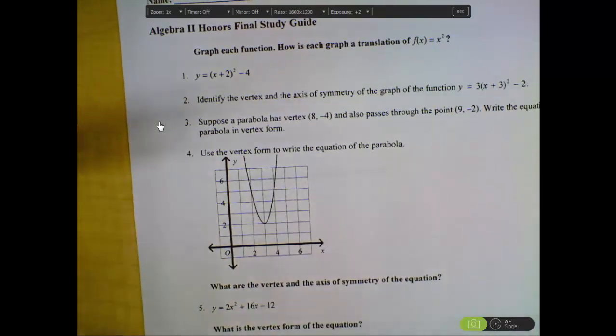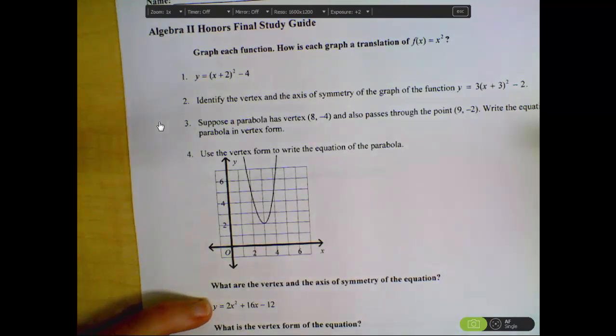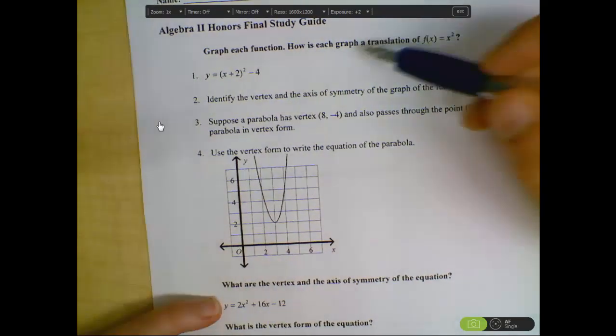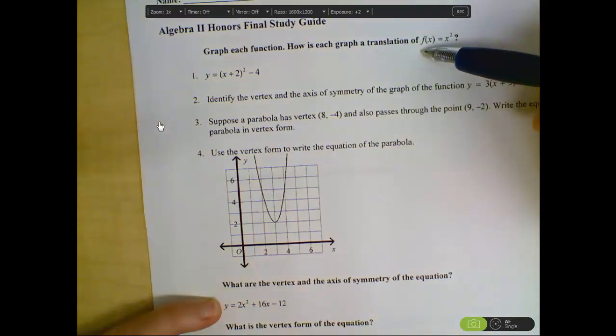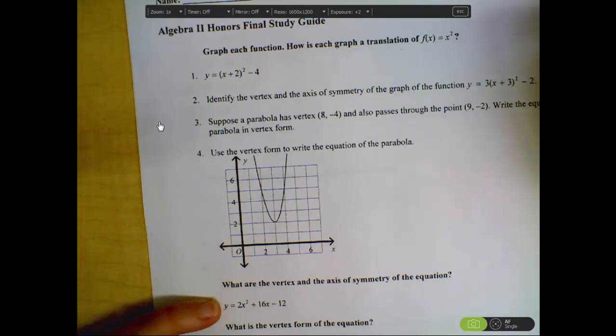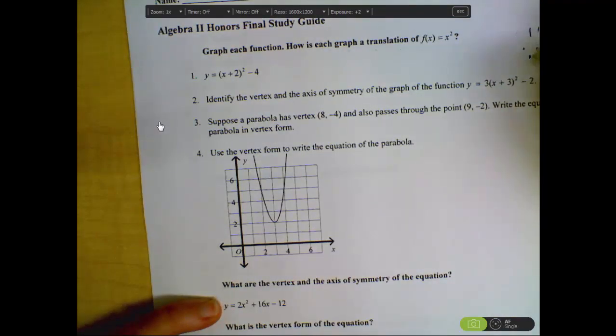So here's part 1. Graph each function. I didn't give you graph paper, but on the final you would have a graph and you would have to plot the vertex, the zeros, and 2 other points. I'm more interested in how each graph is a translation of x squared. So this goes left 2, down 4. So I know the vertex is (-2, -4), and it's just a regular width, and it goes like that.